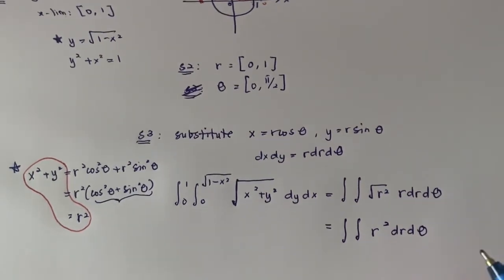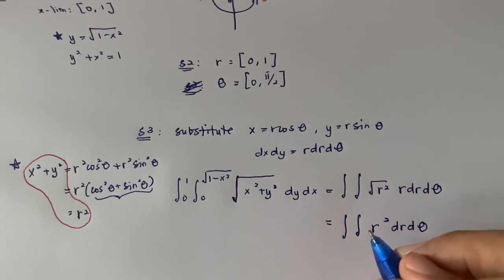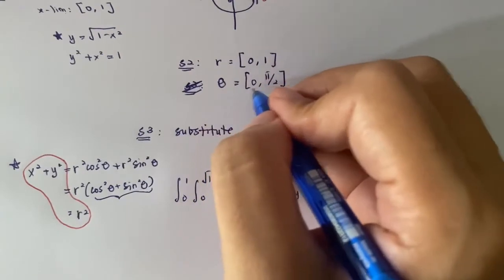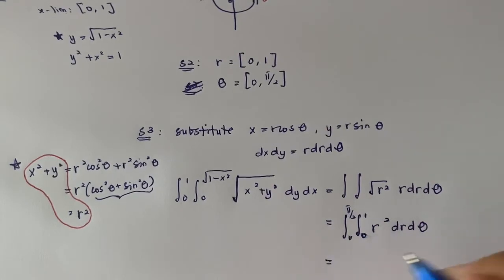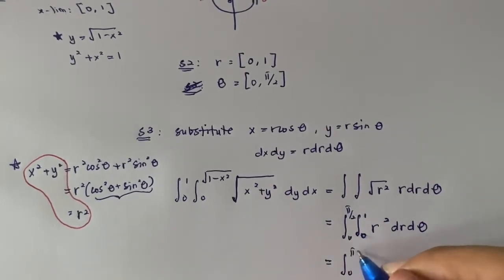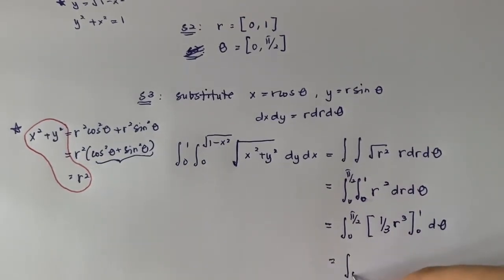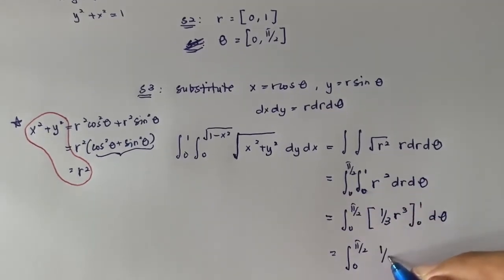Then for the last step, substitute your r and theta limits. The r limit is from 0 to 1, and theta is from 0 to pi over 2. And then solve for this one. We have 0 to pi over 2. Integrate r square, we have r cube over 3 from 0 to 1, d theta. And then continuing, you have 0 to pi over 2. Substitute 1, you have 1 over 3 minus 0, d theta.